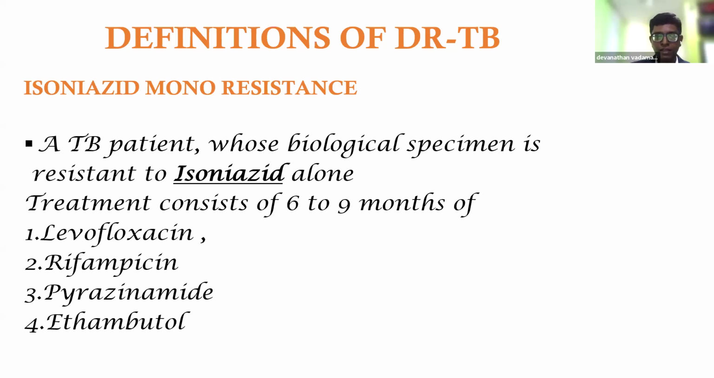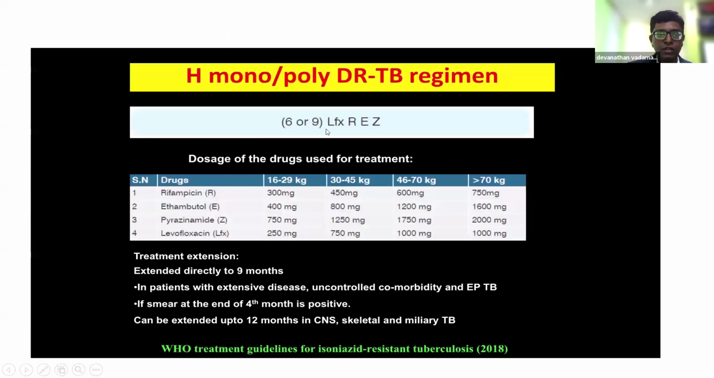So rifampicin is sensitive and isoniazid is resistant. Only in that case, we replace the first line isoniazid with levofloxacin. The rest of the three drugs are the same. There is no intensive phase and no continuation phase. It is a simple regimen: HRZE, where H is resistant, we replace it with levofloxacin, and the rest RZE remains the same. It's a 6 months regimen.